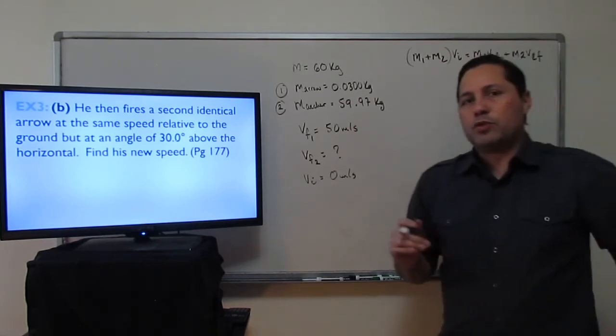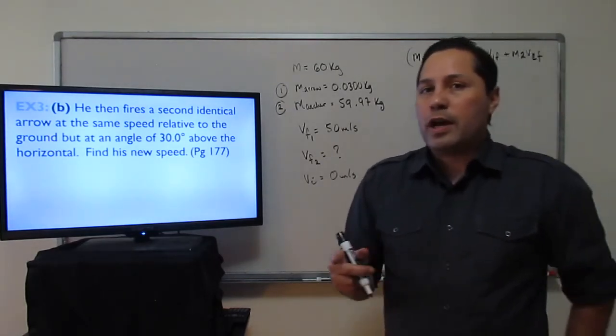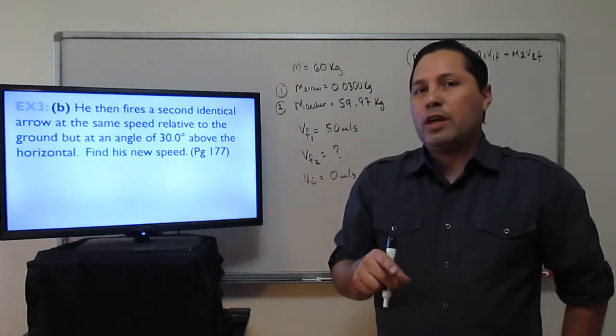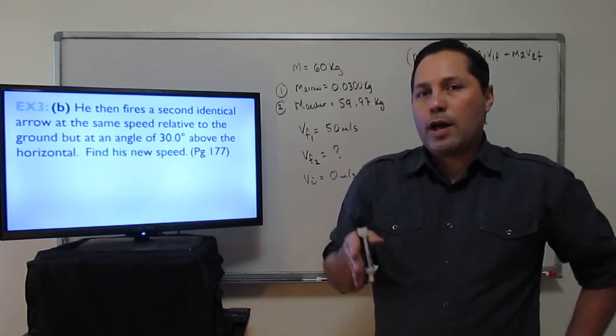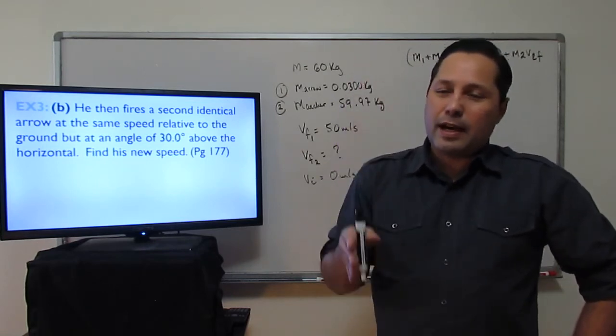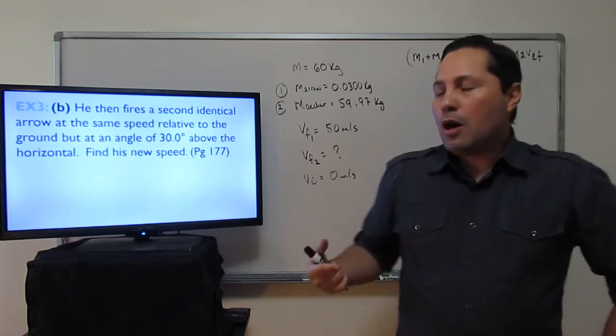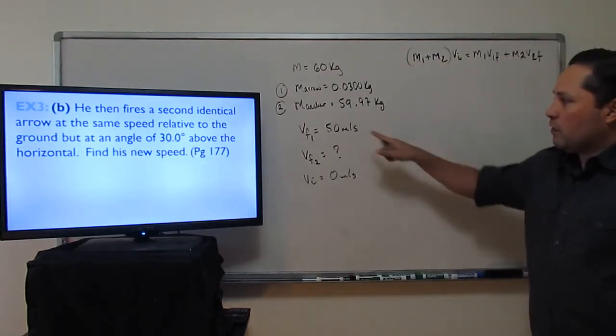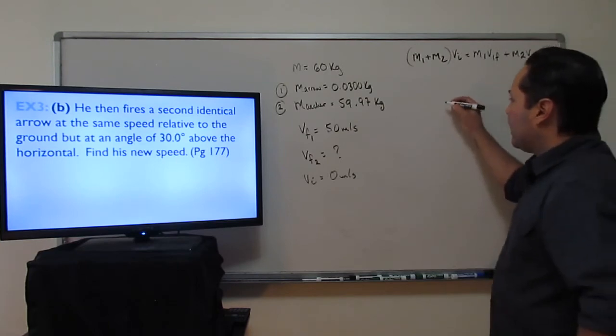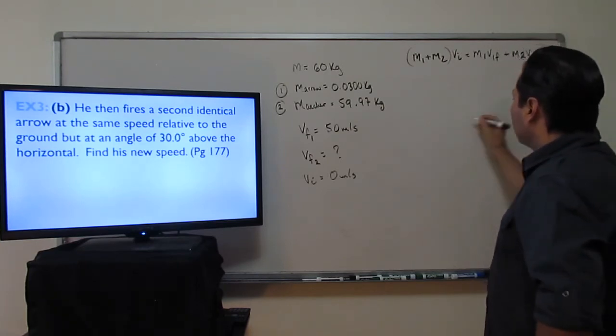Now what we want to do is figure out the velocity of this arrow on the x-axis. We don't care about the velocity of the arrow on the y-axis, because that is not going to affect how much he slides backwards on the x-axis. So we only care about the velocity on the x-axis, so let's get that.